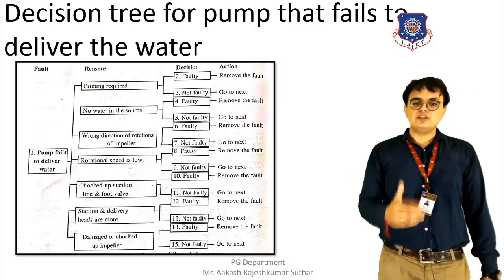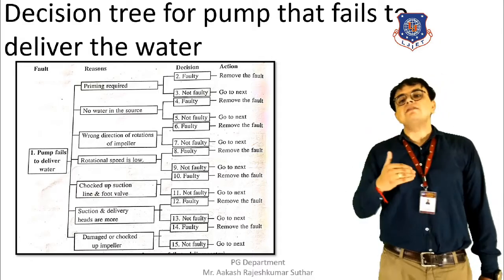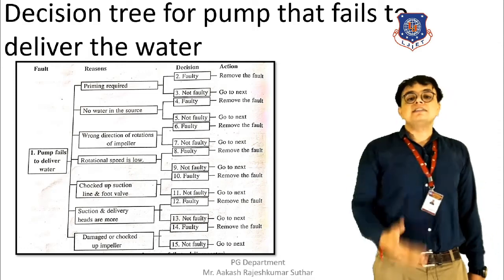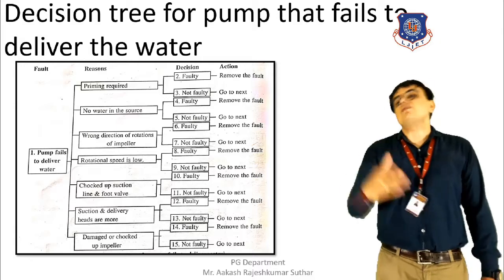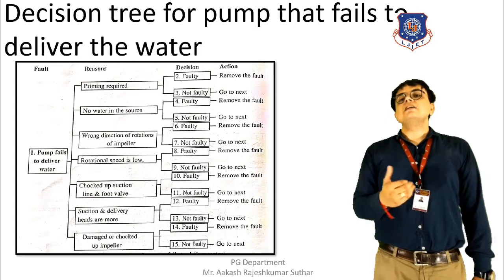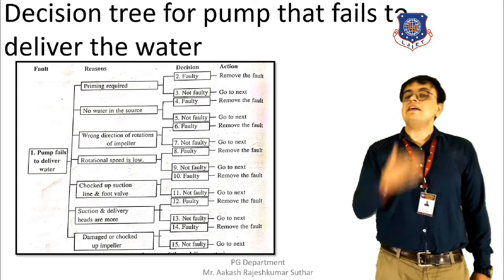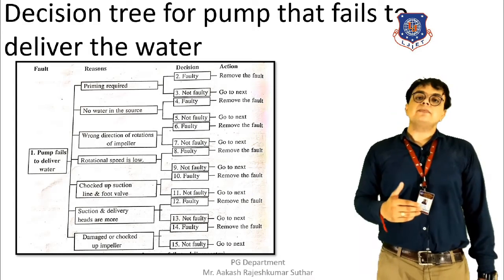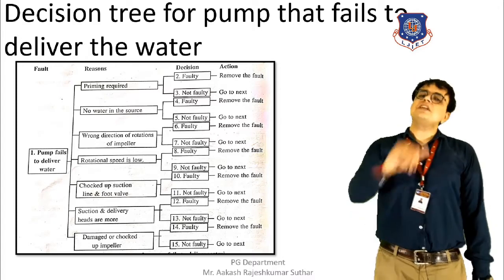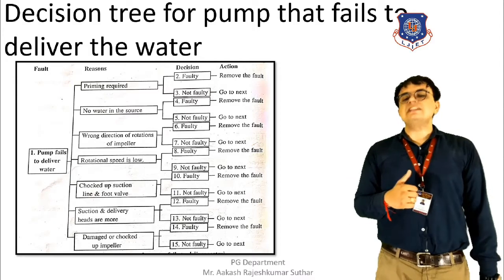And the next fault is the choking up of the suction line and the foot valve. So if the suction line and the foot valve are found guilty, or you can say that the fault is actually being caused because of this choking up of the suction line and the foot valve, then in the decision we should write remove the fault. But if the choking up of the suction line and the foot valve has not taken place, then in the decision we should write it as not faulty, and in the action we should write move towards the next type of reason.